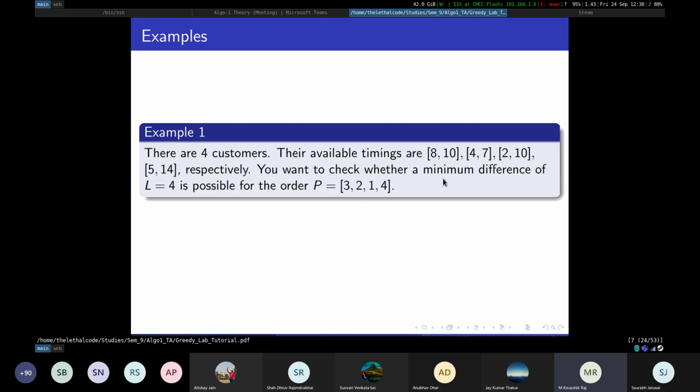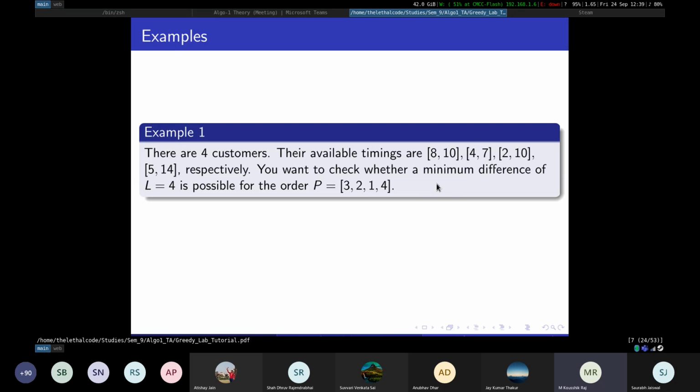That is, the customer with the range 2 to 10 comes first. The customer with 4 to 7 comes second. No, sorry, my bad. The customer 2 to 10 comes first, because that is the third in the input. The customer with 4 to 7 comes second, and the customer with 8 to 10 comes third in terms of timing, and 5 to 14 comes last.